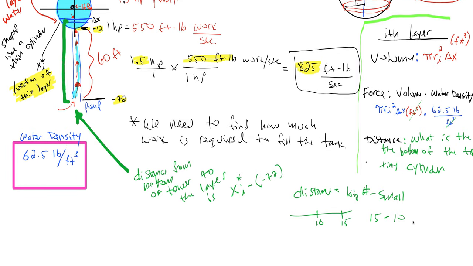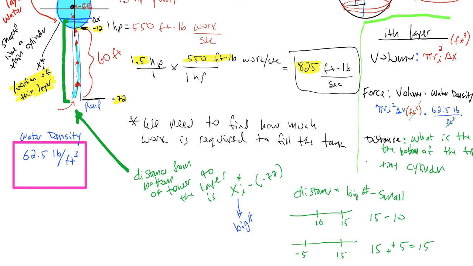But if you're in the negative world, let's say you have negative 5 and positive 15, it's going to be the bigger number, which is 15, minus the smaller number, which is why you do that. So that's why he's doing this, because this is the big number minus a small number. And it doesn't matter.